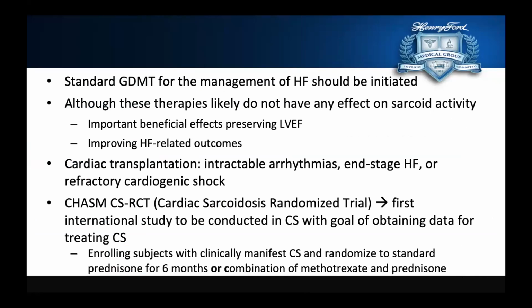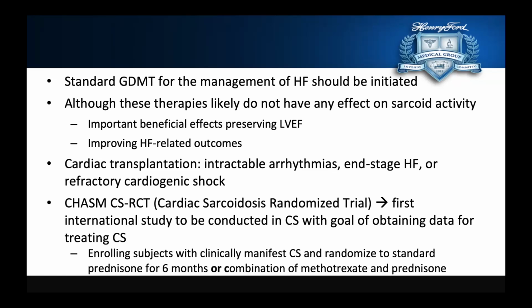Now, of course, at the same time, when we're considering all these steroids and antimetabolites, standard guideline-directed medical therapy for the management of heart failure should be initiated. Although these therapies perhaps do not have any effect specifically on the sarcoid activity, of course, it has beneficial effects on ejection fraction, remodeling, heart failure-related outcomes. Transplantation is usually considered down the line if there's intractable arrhythmias, end-stage heart failure.